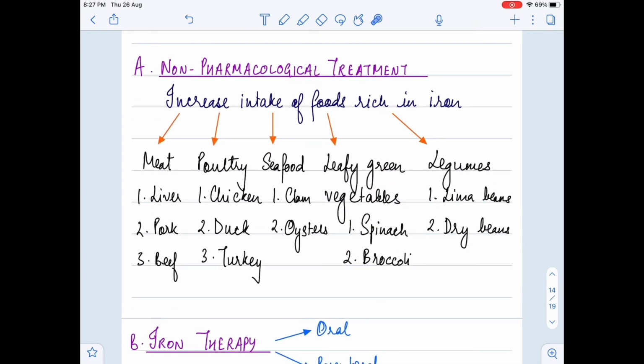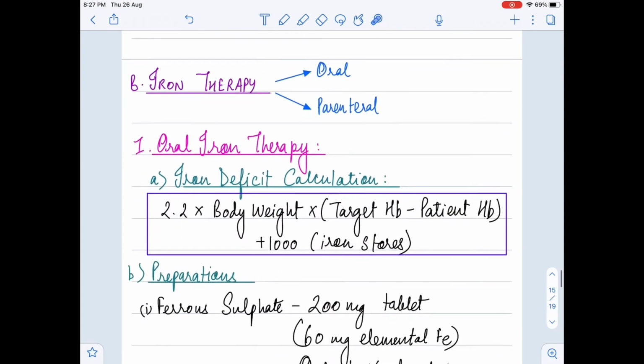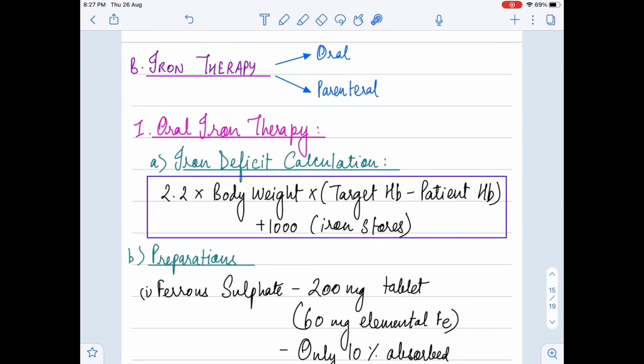So before we go ahead with the medication, we must first look for non-pharmacological treatment. So how do we do that? Primarily, we may increase the intake of foods which are rich in iron, like I said, by taking good sources such as meat, which is a rich source, like liver, pork or beef, then poultry, seafood, leafy green vegetables and legumes. Let's come to the important part, which is called the iron therapy, which can be either oral or it can be parenteral.